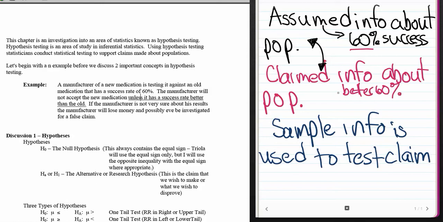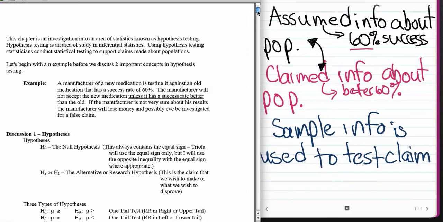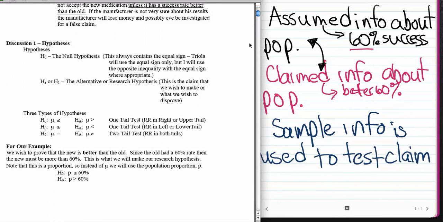And if we're better than that 60%, then we're going to be saying that, okay, well, the new medicine is okay to use. So the manufacturers, if they're not very sure about this information, they'll lose money, and they possibly might even be investigated by the FDA. And you definitely, when you're a drug manufacturer, do not want the FDA getting on your case. It's really bad form. So this is an important thing to get right if you're this drug manufacturer testing this hypothesis.